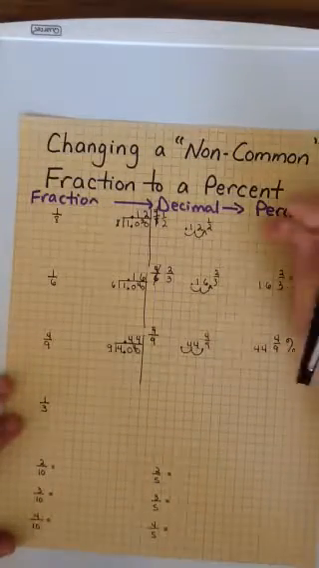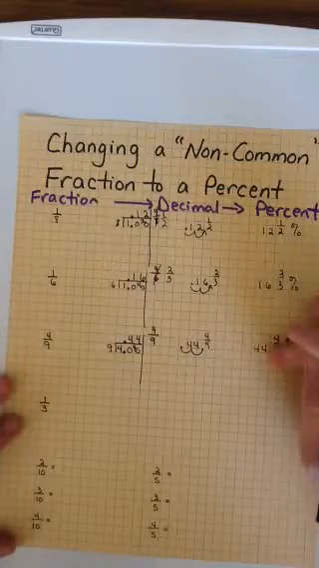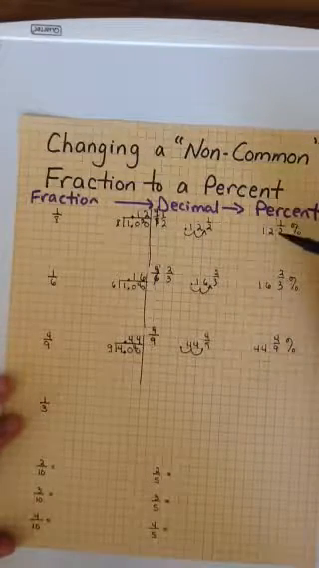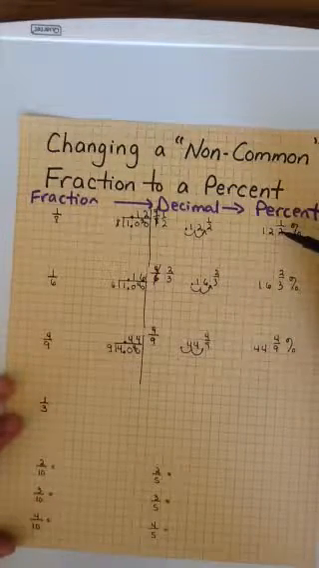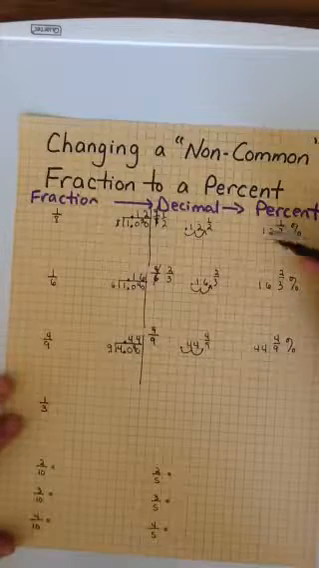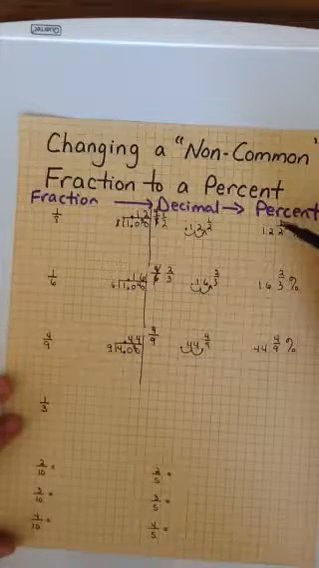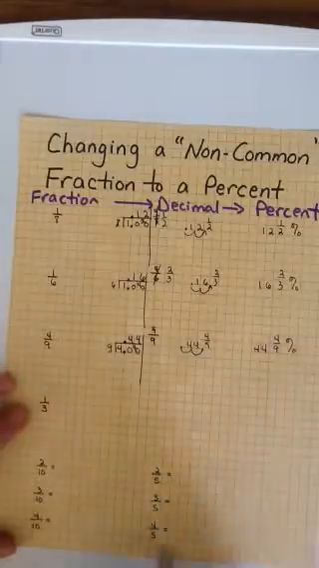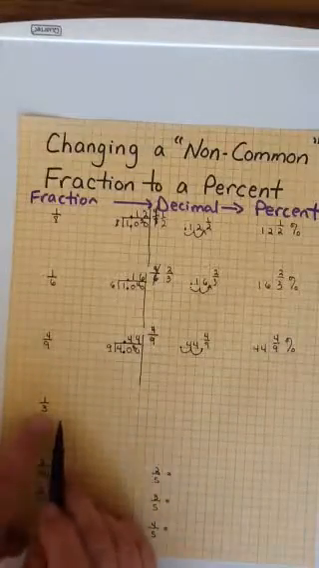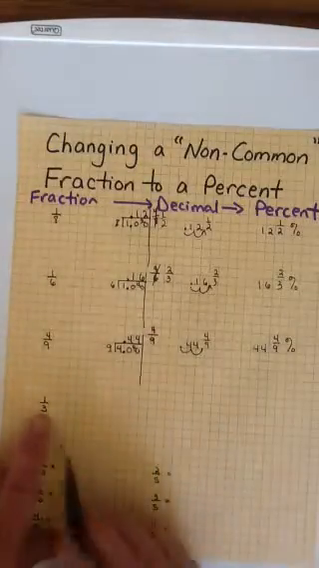So far we've gotten what we call mixed number percents, a whole number and a fraction. A mixed number is a whole number and a fraction. So mixed number percents. Now we get to 1/3. I'm going to work out 1/3.